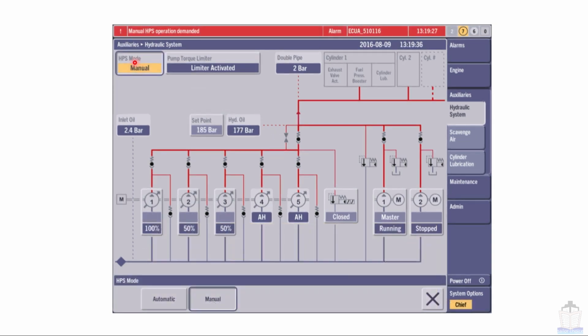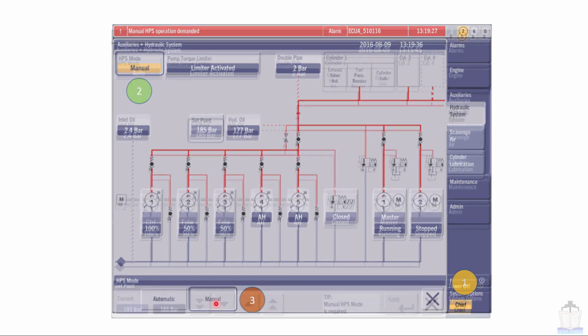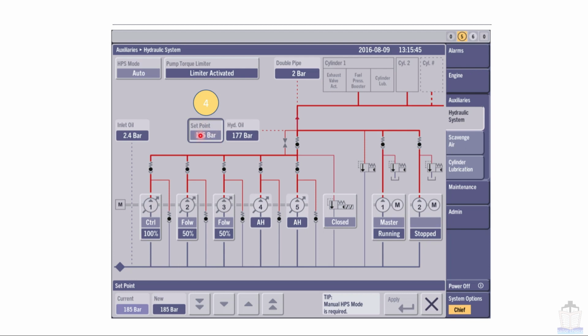Now how will you change HPS mode from auto to manual? For that, first of all you have to log in as a chief. After that you have to click over here. When you click, then these two boxes will be opened. You have to click on manual. After that you have to click over this box, then various buttons will appear. As per your requirement you can change from these arrow buttons and after that you have to click on this apply button. Then this desired pressure will be set. This is how you have to change HPS mode from auto to manual.